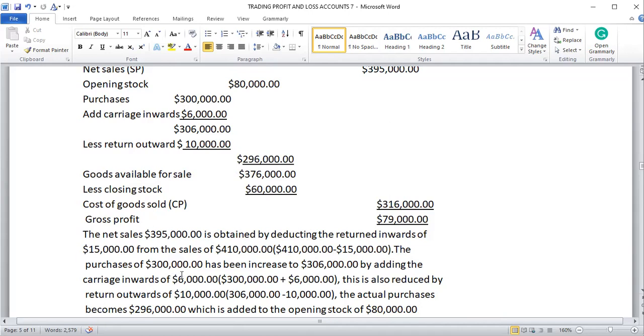Okay. The purchases of $300,000 has been increased to what? $306,000 by adding what? The carriage invoice of $6,000. That is $300,000 plus $6,000. This is also reduced by return outwards of what? $10,000, which is $306,000 minus $10,000. The actual purchases becomes $296,000, which is added to the opening stock of $80,000.